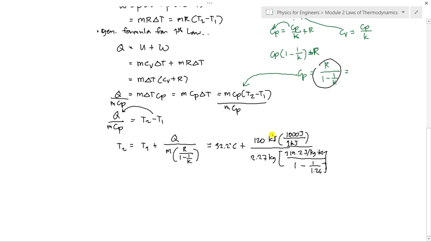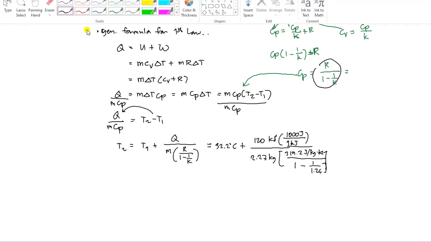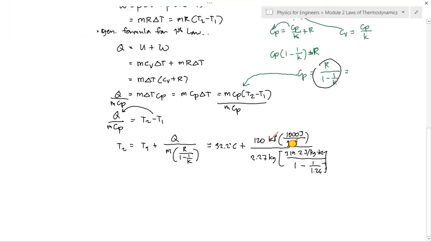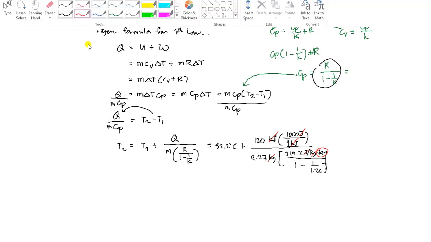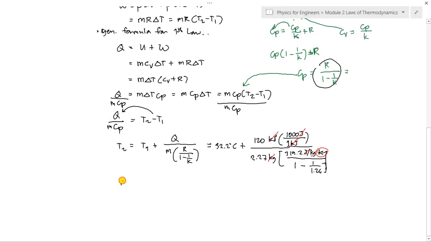Okay? So here, unit analysis. The joules cancel, the kilojoules units cancel below, the kilogram cancels. What's left is the temperature. So therefore, our final temperature T2 is equal to, let's simplify, 120 times 1,000 divided by 2.27 multiplied by 319.2, all over 1 minus 1 over 1.26.